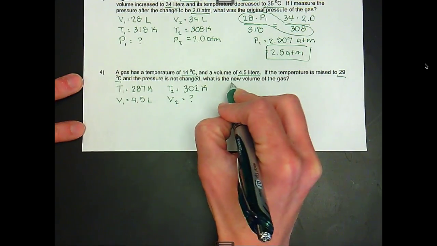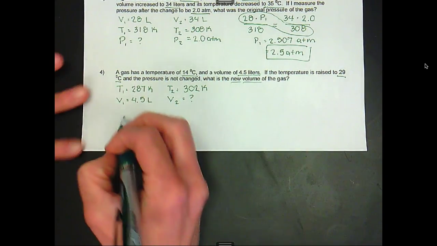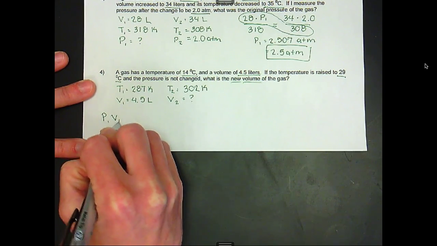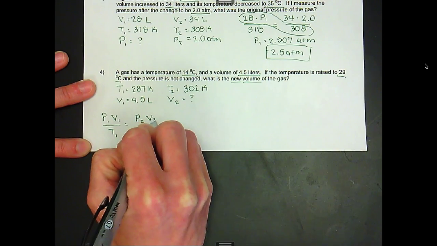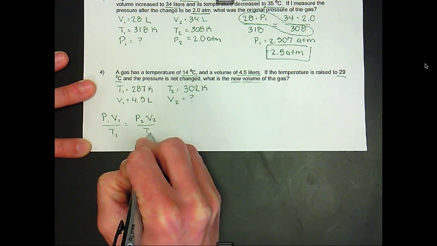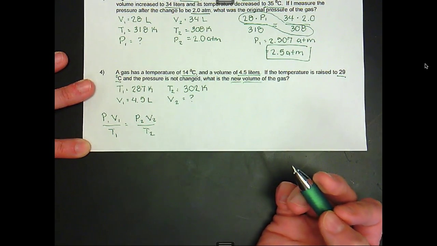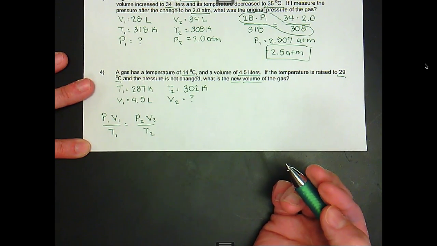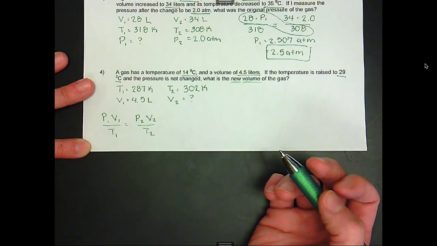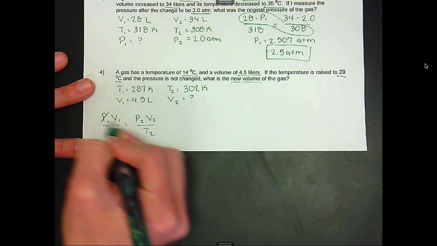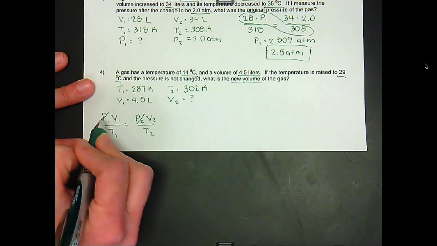Okay, so we look at this and we're like, wait a minute, we know that the combined gas law looks like this, but if you read the question, it tells us that the pressure is not changed. So we could make the pressure any number as long as it's the same on both sides. You could say that the pressure is 1, the pressure is 2, it doesn't matter. Regardless, that pressure value completely comes out of the equation.